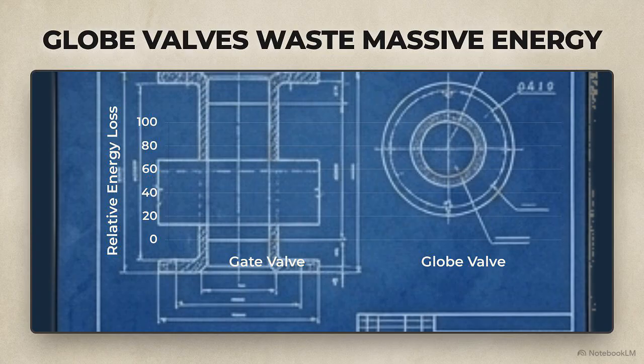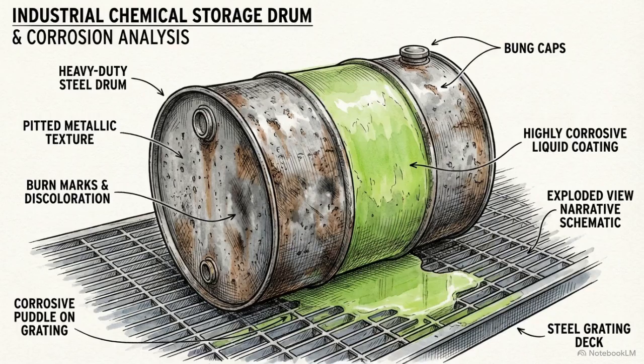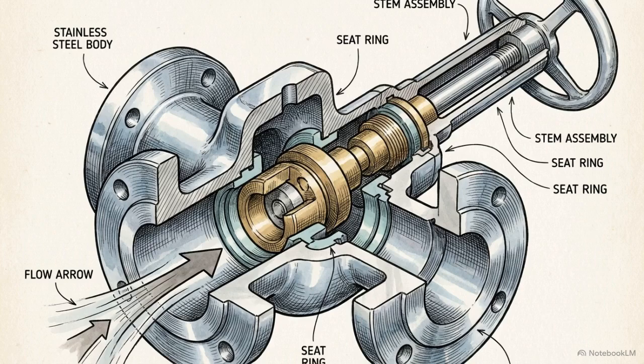Forcing high-pressure liquid to change direction twice inside the valve body generates a significant pressure drop. This friction consumes pump energy, making globe valves inefficient for simple isolation. Because the corrosion inhibitor itself is highly corrosive, the metallurgical equation must be updated. We specify a CF8M stainless steel body with trim 12 internal components to survive direct fluid contact.